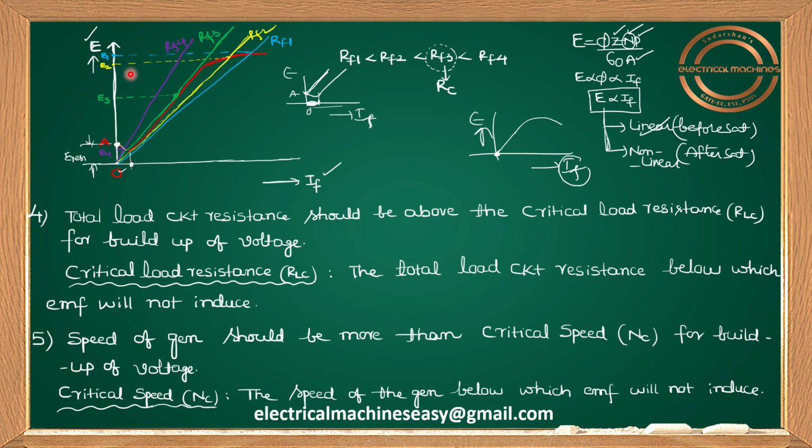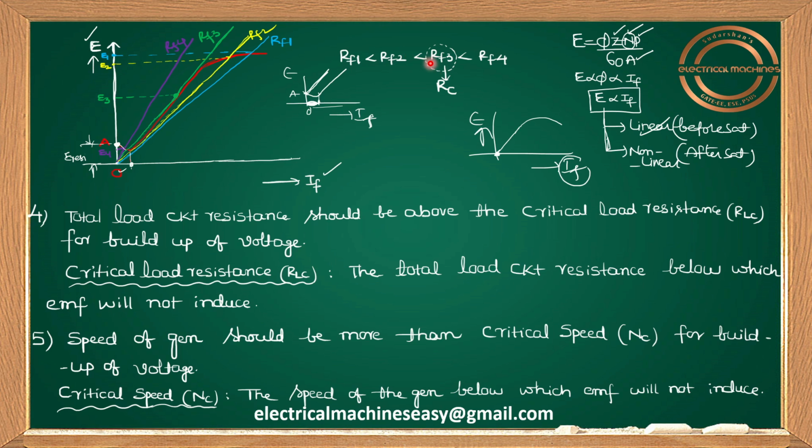That means, try to understand, as you are increasing your field circuit resistance, your EMF is reducing. Very simple reason: as you are increasing field circuit resistance, field current will be reducing, so flux will be reducing, and EMF will be reducing. So RF1 I explained, RF2 I explained. Let me go for RF3. For RF3, it becomes just a tangent to this OCC curve. This green color graph, whatever I just drew for RF3, becomes exactly tangent to this OCC. It is touching at this point. I call that EMF E3 here, which is less than E2, and E2 is less than E1.